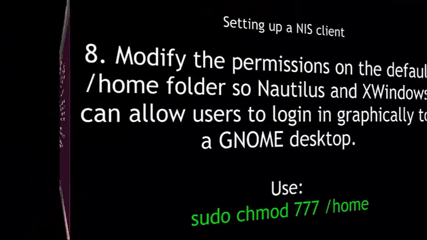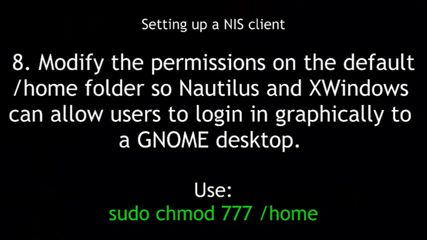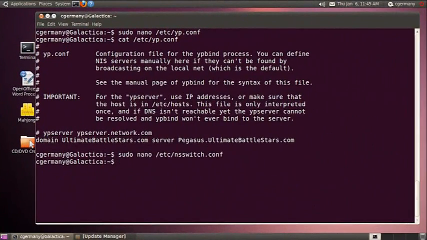Okay. 8. Modify the permissions on the default home folder so Nautilus and X Windows can allow users to log in graphically to a GNOME desktop. Use sudo chmod 777 /home. And at this point, we're almost ready to reboot, but if I'm just going to log in without X Windows, then I can just reboot and log in and start using my accounts.